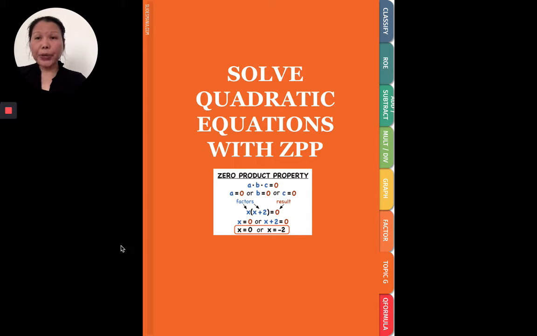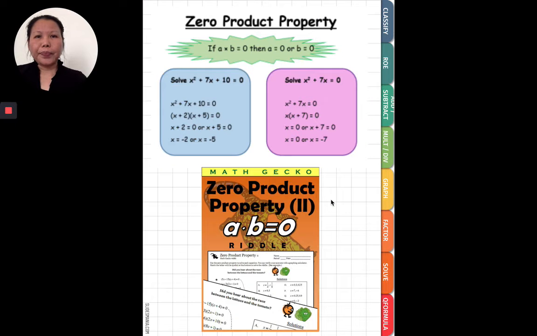In this lesson, I will go over how you can solve quadratic equations with two methods: ZPP, which stands for zero product property, and using the quadratic formula. First, with the zero product property, we shorten it with the abbreviation ZPP. You have to remember that anything multiplied by zero is equal to zero. So we use this property in solving the equations.